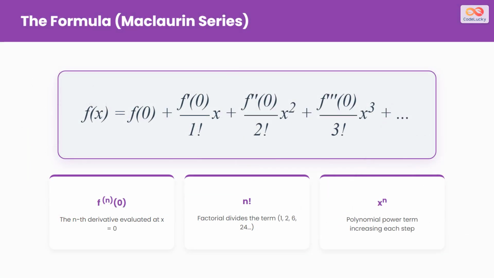Here is the general formula, specifically called a Maclaurin series when centered at 0. It looks intimidating, but it is just a pattern. We take the nth derivative at 0, divide it by n factorial, and multiply it by x to the power of n. We sum these up forever.